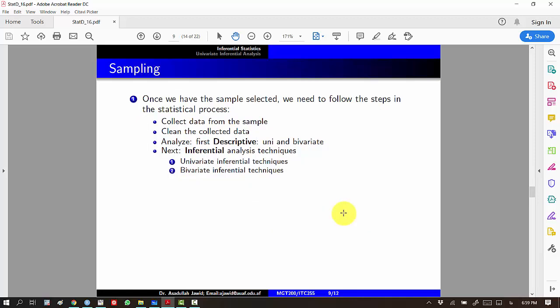Once we have selected our sample, we go ahead and follow the steps in statistics. That is, we collect data from the selected sample, then we clean the collected data, and we analyze. First, we apply all descriptive analysis techniques, both univariate and bivariate, and then apply inferential analysis techniques. Why? Because we now have sample data. In inferential analysis techniques, we have two sets of analysis techniques: univariate inferential analysis techniques and bivariate inferential analysis techniques. Today, we start with univariate inferential analysis techniques.